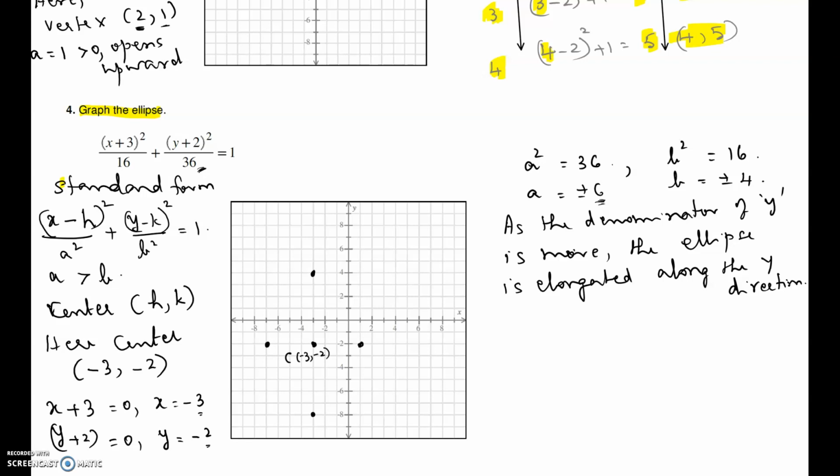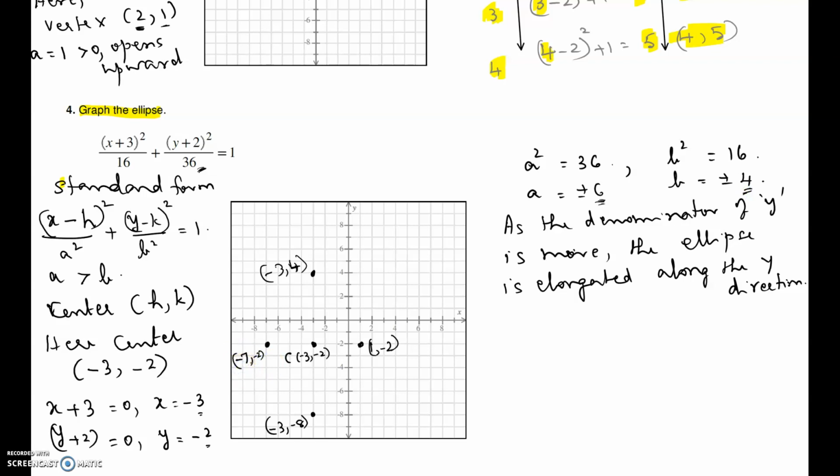So from the center, you move 6 units upward. That will give us (-3, 4). Then you move 6 units downward. That will be (-3, -8). Then you move 4 units along the x direction. So it is (1, -2). Then you move 4 units to the left of the center. The 4 units is the b units. So that is going to be (-7, -2).